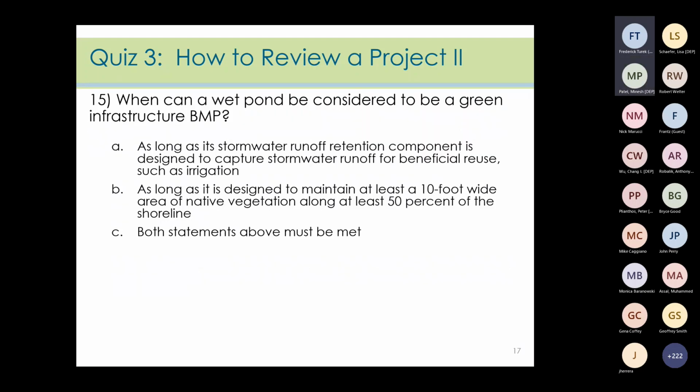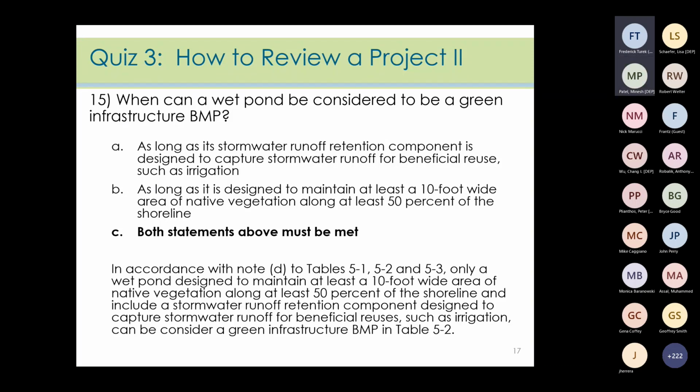Question 15, when can a wet pond be considered to be a green infrastructure BMP? And the answer here is C, both statements above must be met. So in accordance with note D in Tables 5-1, 5-2, and 5-3, only a wet pond designed to maintain at least a 10-foot wide area of native vegetation along at least 50% of the shoreline and includes a stormwater runoff retention component designed to capture stormwater runoff for beneficial reuses such as irrigation can be considered a GI BMP in Table 5-2.